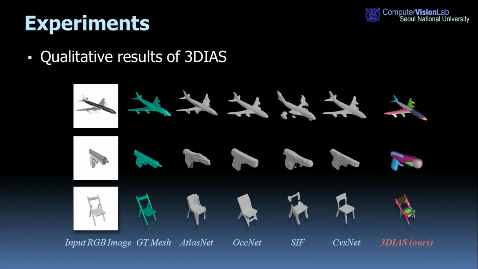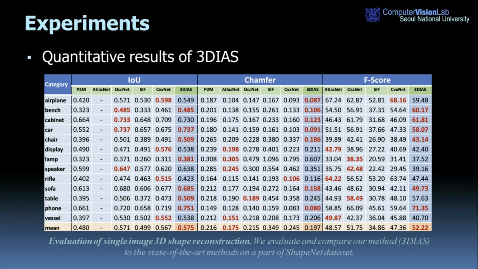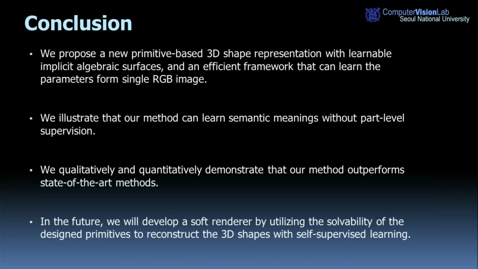Moreover, we show that our method can achieve better performance compared to state-of-the-art methods, and outperforms them on most of the metrics. More experiments and explanations are available in the paper. In conclusion, we propose a primitive-based 3D shape representation including constrained implicit algebraic surfaces and a learning framework to learn their parameters. We illustrate that our method can learn semantic meanings without part-level supervision. We qualitatively and quantitatively demonstrate that our method outperforms state-of-the-art methods.